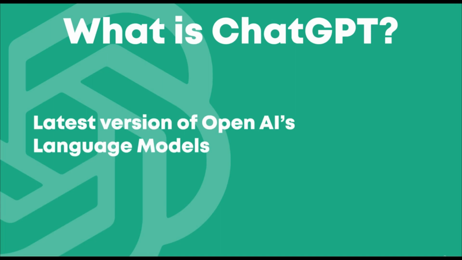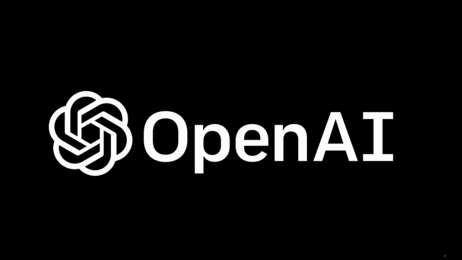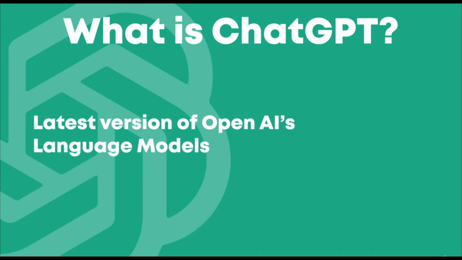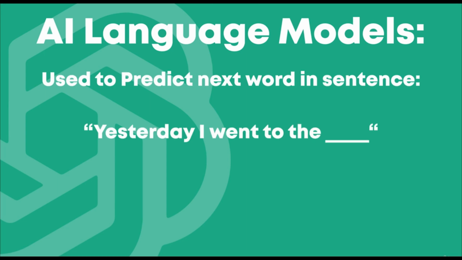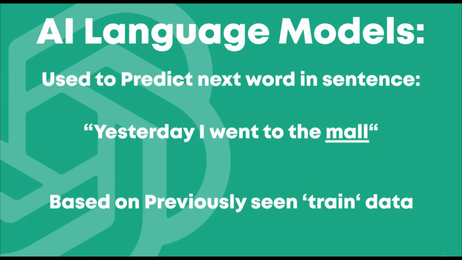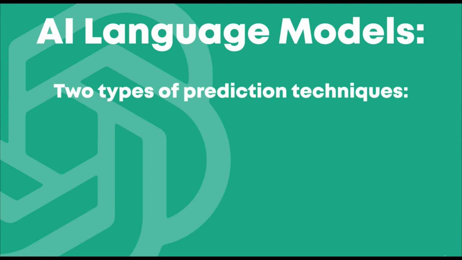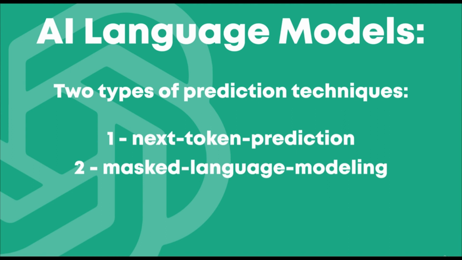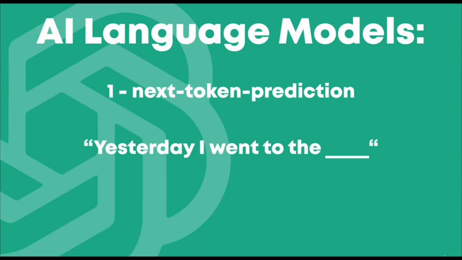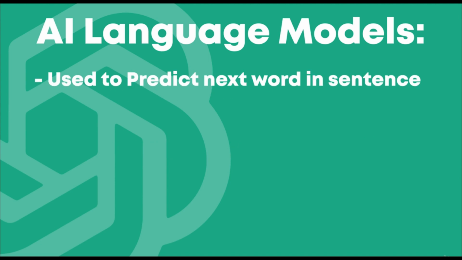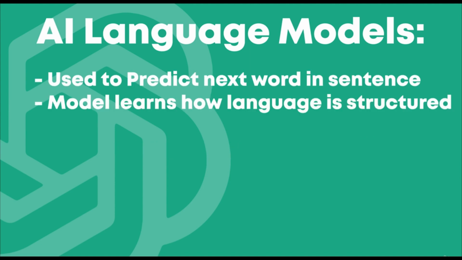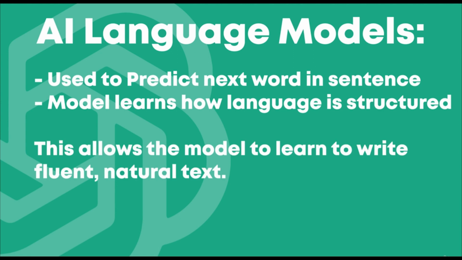ChatGPT is the latest installment of OpenAI's large language models. These models are trained using large sets of text from the internet. So what is a language model? Often the goal of language models is to predict the next word in a sentence using previously seen data. Two types of techniques are used in most language models: next token prediction and masked language modeling. As the name suggests, the first predicts the next word in a sequence, and the other masks a word and tries to predict the masked word. Both these methods are utilized to give the model a sense of how text is structured. These techniques in the training make the model learn to write fluent natural text.